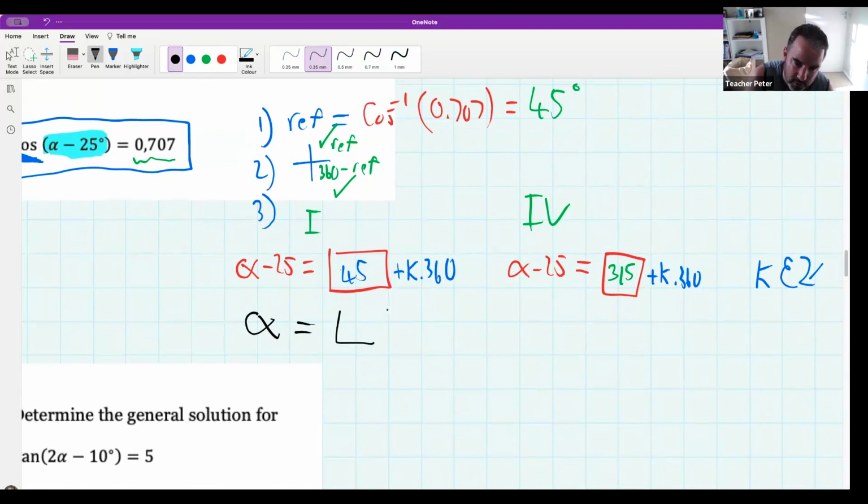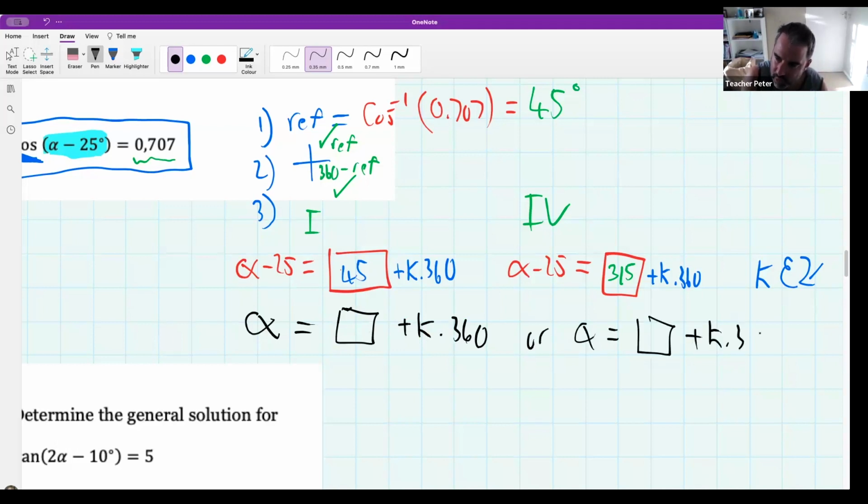Okay, now I want you, on the next line, to get alpha all by itself. So alpha is going to be equal to something plus k times 360. Tell me what goes in this box over here. Or alpha is equal to something over here. So I think that the minus 25 is kind of stuck and it needs to move. And I also think the minus 25 in this one needs to move. So the question is, what do I end up with? And you're quite right. Here, we're going to end up with 70 because this moves across. So alpha is 70 plus k times 360.